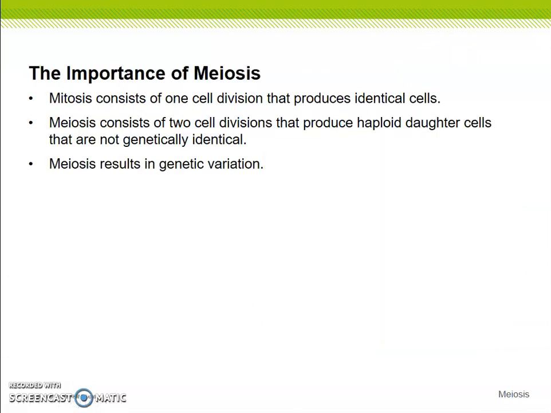The importance of meiosis. Mitosis consists of one cell division that produces identical cells, which is what we want in our normal body cells. However, meiosis consists of two cell divisions that produce haploid daughter cells that are not genetically identical, which results in genetic variation, which is what we want. We want genetic variation because it gives the offspring a chance to have a better ability to survive. They might be taller, they might be stronger, they might be faster, they might be better at getting food. Those genetic variations might make that easier.